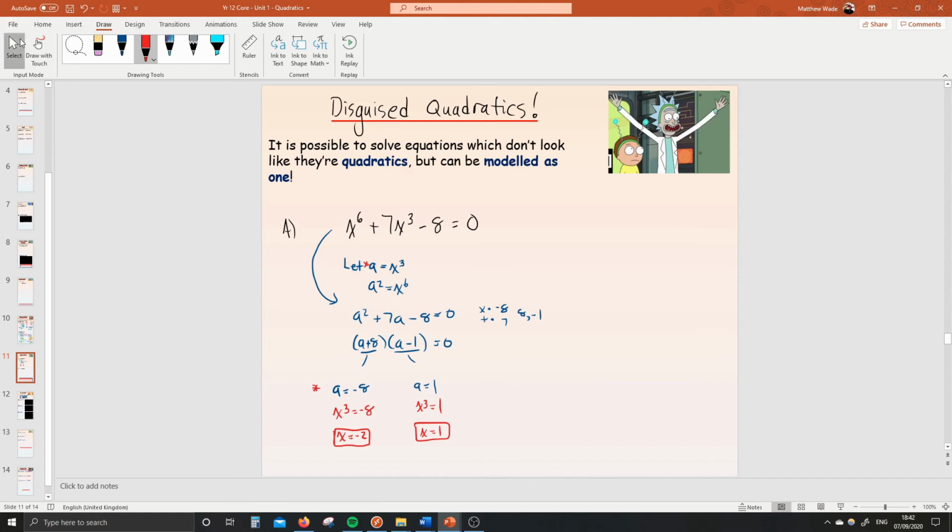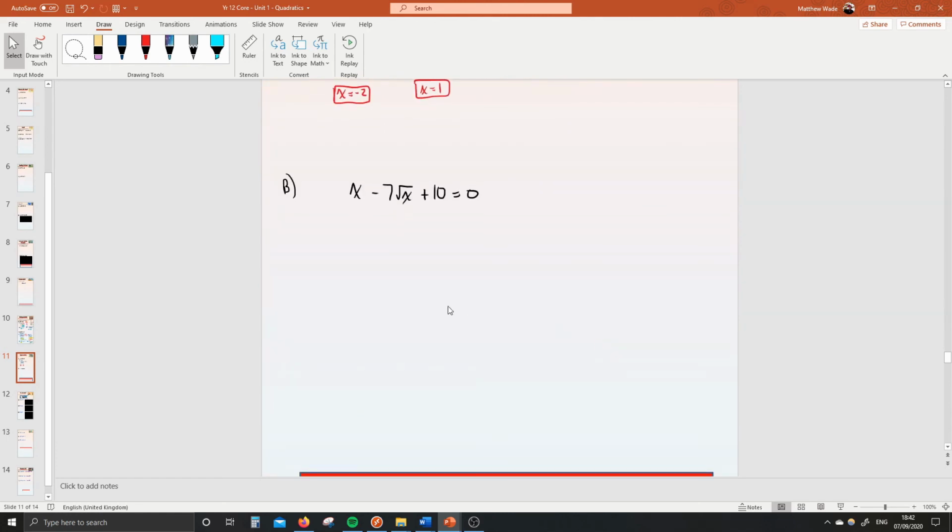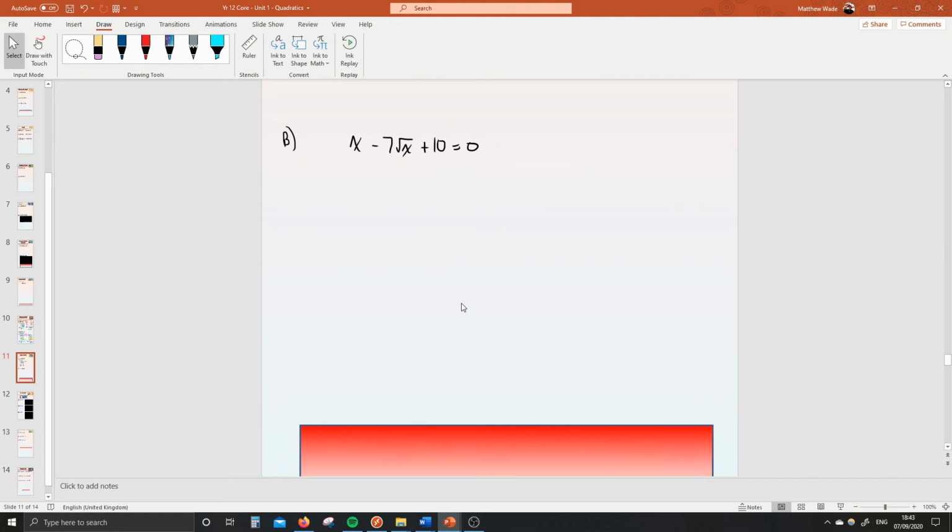Bish bash bosh. This wasn't a quadratic because the highest power is power of 6. But because one was just double of the other, it could be treated like a quadratic. It's a disguised quadratic. Cool. Happy days? Alright, good. This final one here is a bit sneakier as well, so I'm going to do it, I think, with you still.